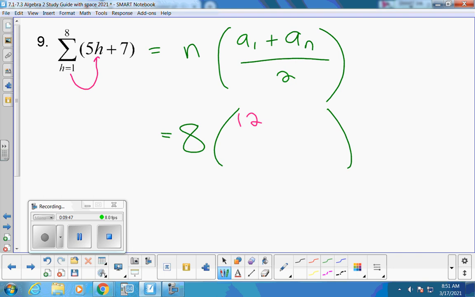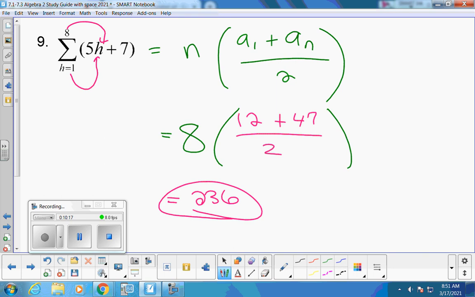12, I think, right? 5 times 1 plus 7? 12. AN is the last term, which you get by putting the 8 in for n. What would that be? 47 over 2. So you're averaging the first and last term, and you're multiplying by the number of terms in the sequence. So 4 12 plus 47, enter, divide by 2, enter, times 8. I got 236. Is that what you guys got?